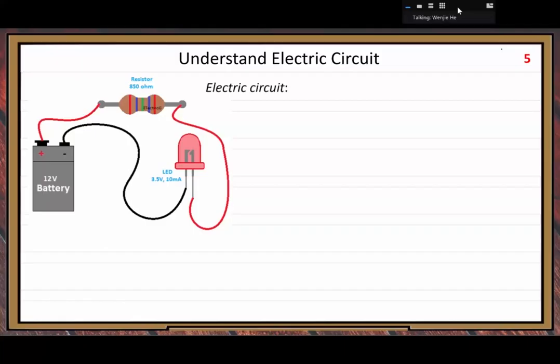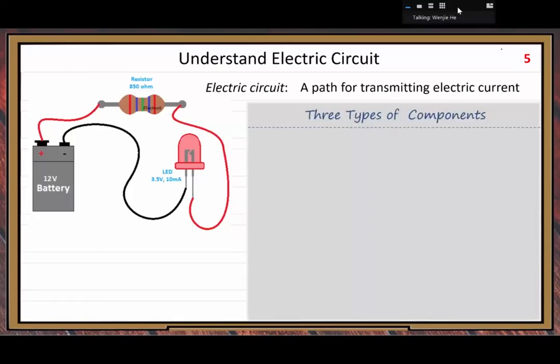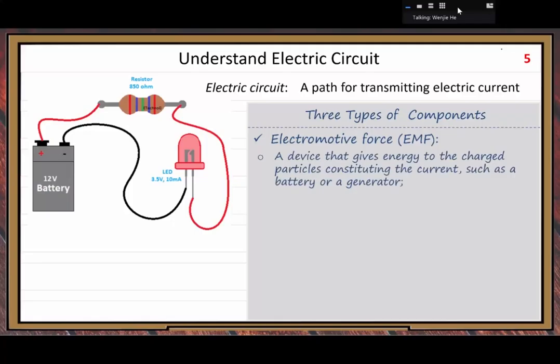In this diagram, let's understand a typical electric circuit: a path for transmitting electric current. There are 3 types of components. The first is the electromotive force, EMF, which powers the electric circuit. It is a device that gives energy to the charged particles constituting the current, such as a battery or a generator. Two types: the first type, a battery; second, a generator.